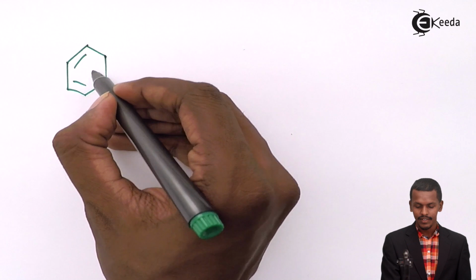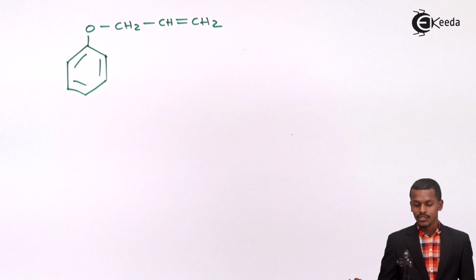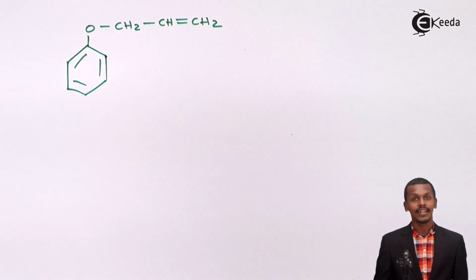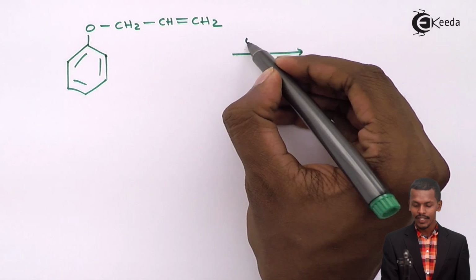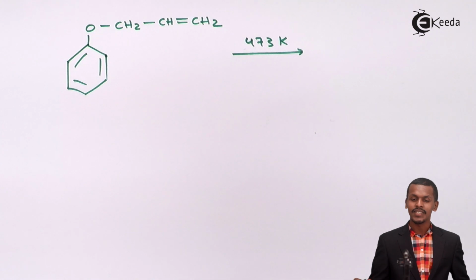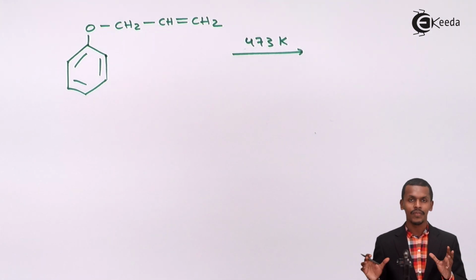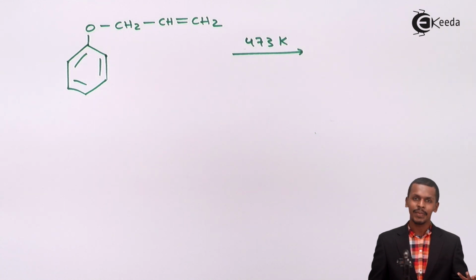Suppose we have a reactant like this one. This is the reactant that is undergoing rearrangement. For that we should give a proper condition, so we are giving it heat of, suppose, 473 Kelvin. A rearrangement reaction would take place, meaning either the functional group of the reactant would change or be modified, or the carbon skeleton would get modified. There are some reactions where both of them get modified or only one of them gets modified, and that would still be called a rearrangement reaction.